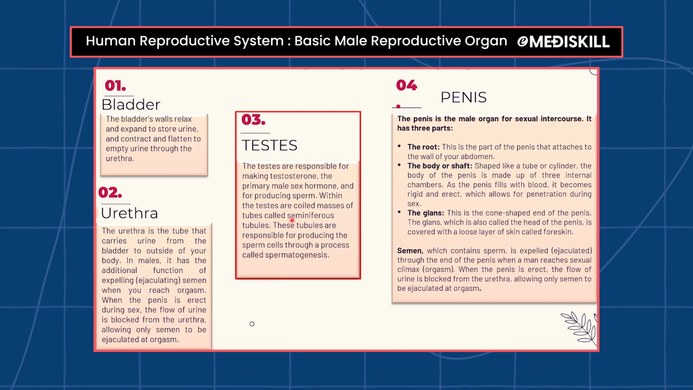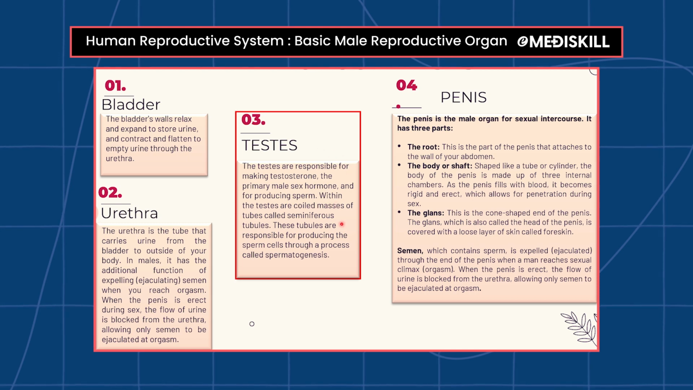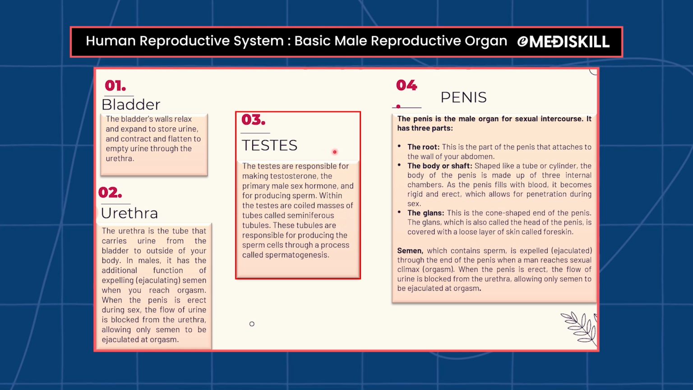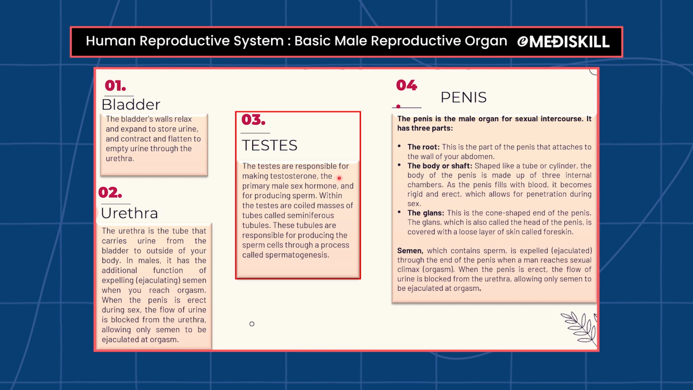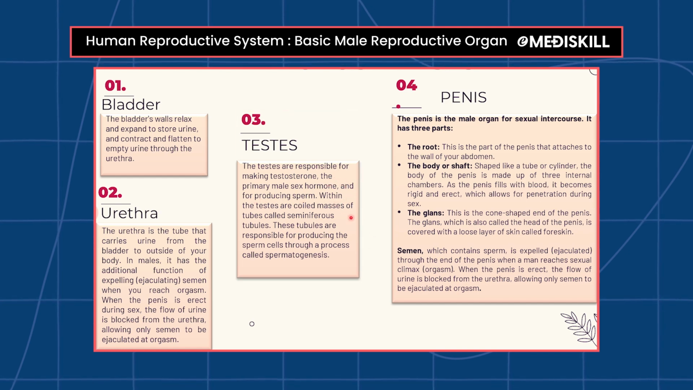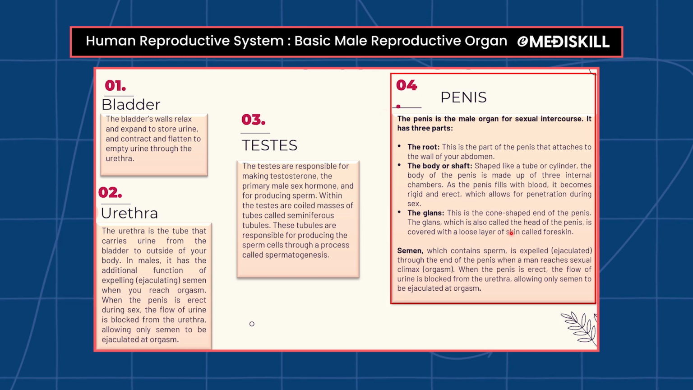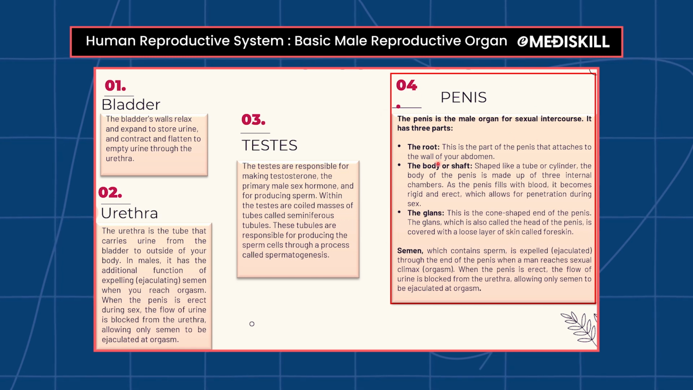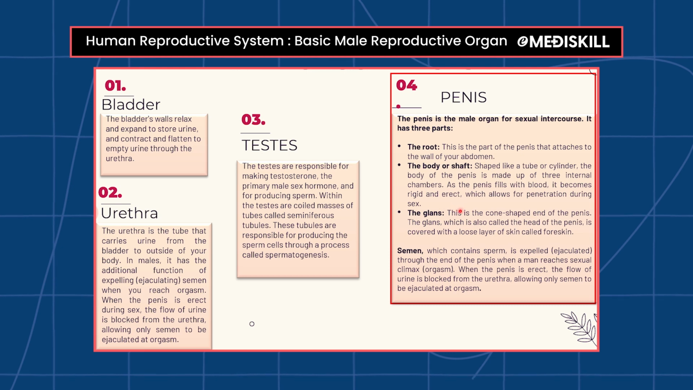Next one we're talking about is the testes. Testes are responsible for making testosterone, okay? That's one of the primary male sex hormones, and for producing sperm. Alright, so we'll go to the penis. Now the penis has three important parts which need to be considered.